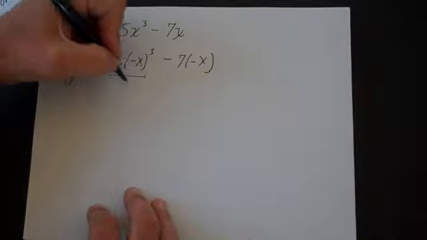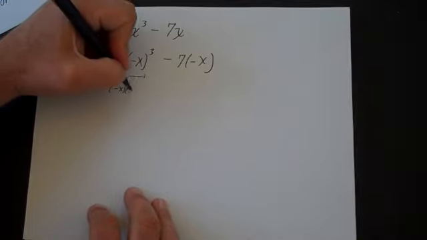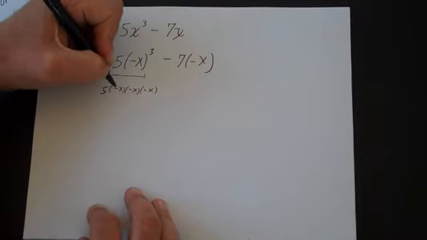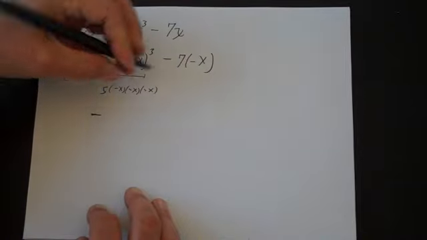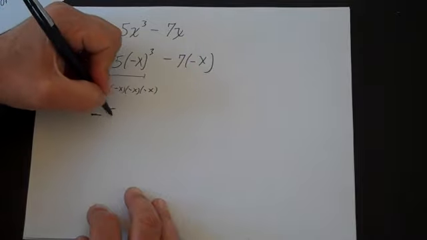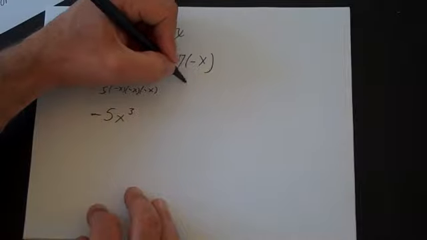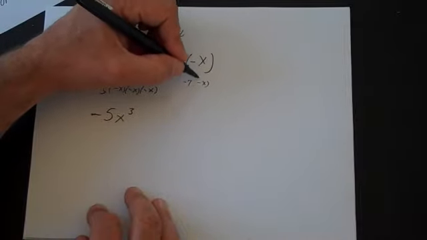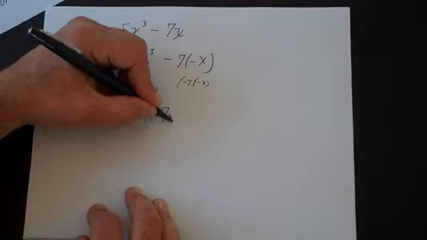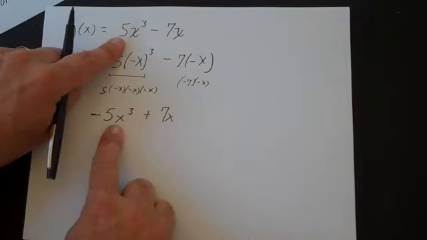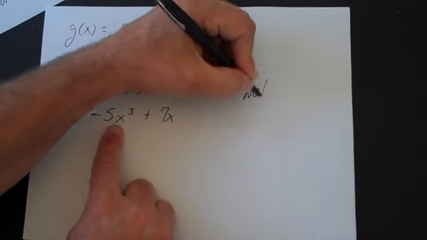Let's look and see what this is. That's minus x times minus x times minus x times 5. Negative times negative times negative is going to be a negative. x times x times x is x cubed, and a 5, so you get minus 5x cubed. This is a minus 7 times minus x. Negative times negative is a positive, so it's plus 7x. Now check to see if this is what you started with. It's not. So this is not even.